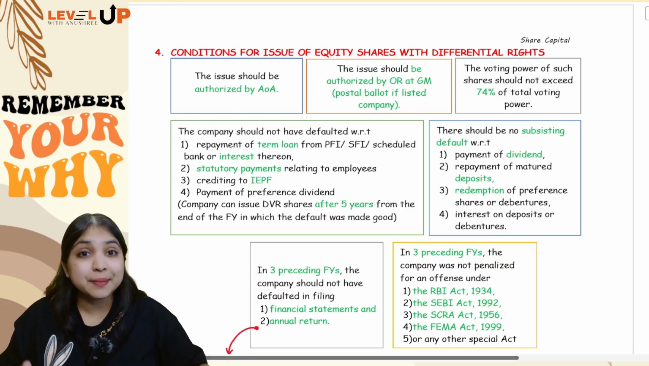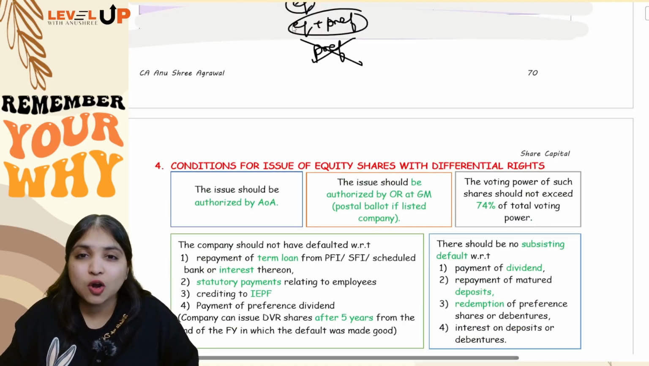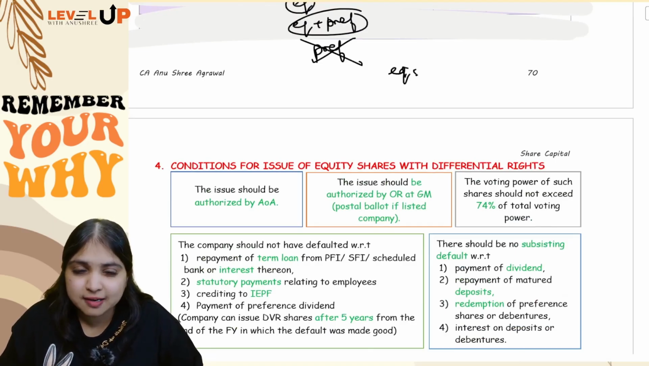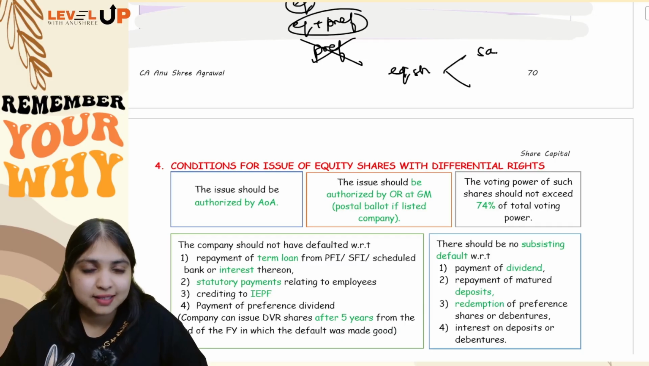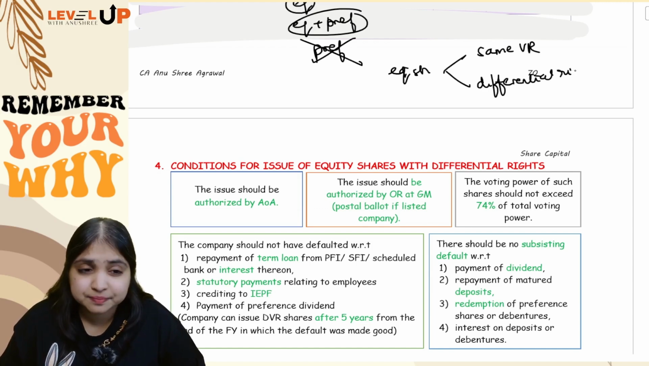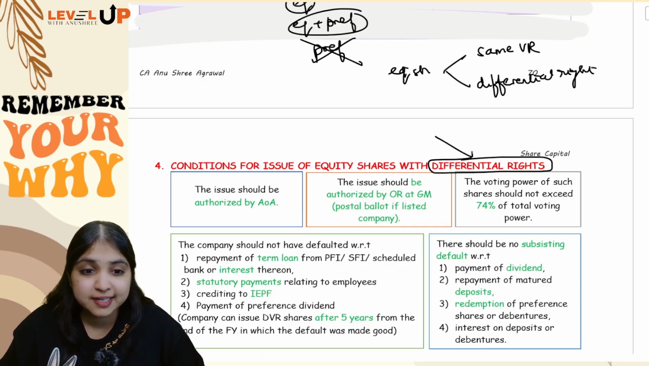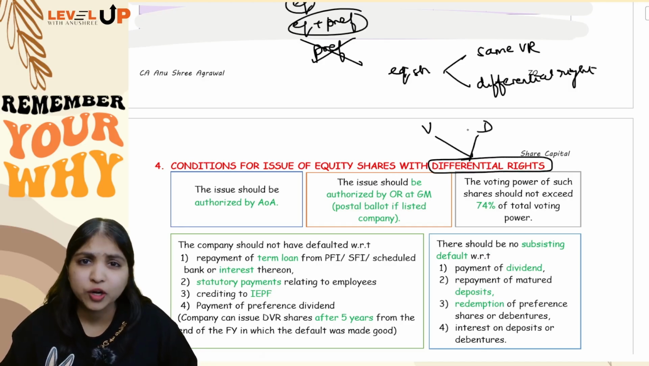Alright guys, now coming to our discussion on equity shares. So we've completed discussion on preference shares. Talking about equity shares now, we just learned that equity shares are of two types. Either they may have the same voting rights or they may have some differential rights. Now when I say differential rights, the different rights are relating to what? The differential rights may be different rights relating to either voting or dividend or both.